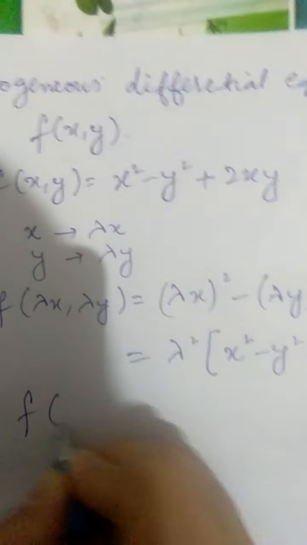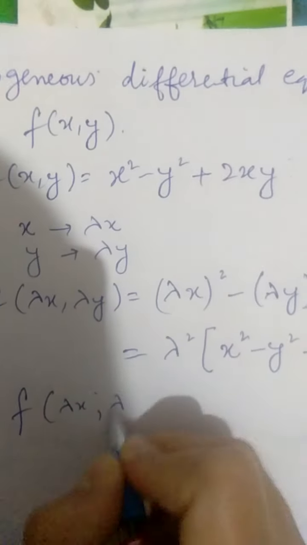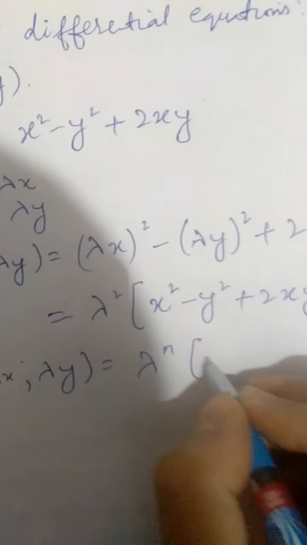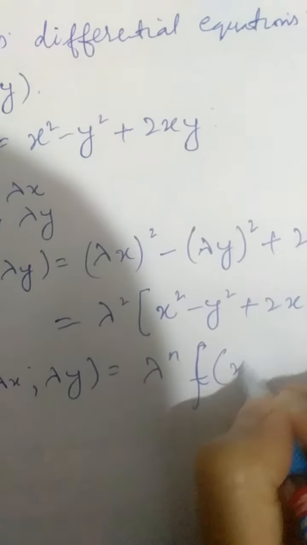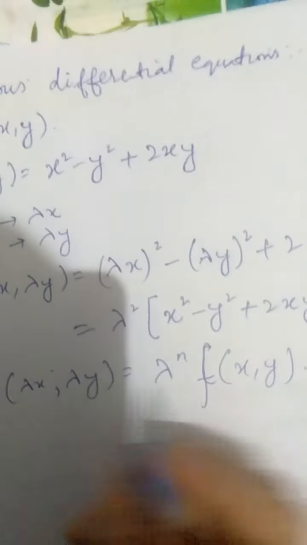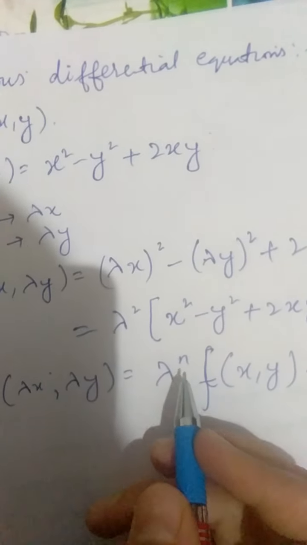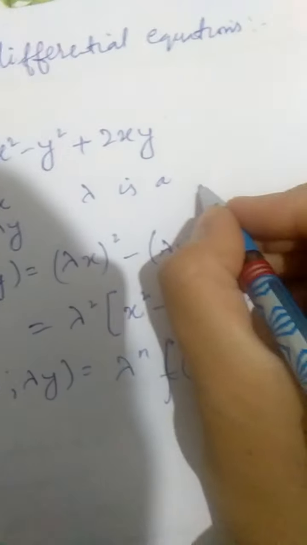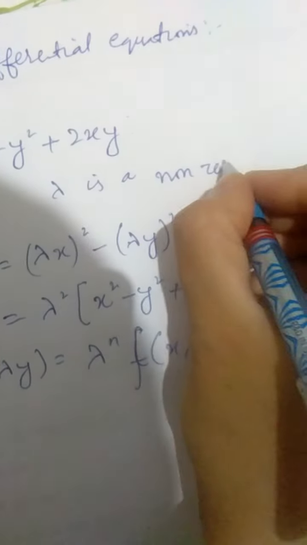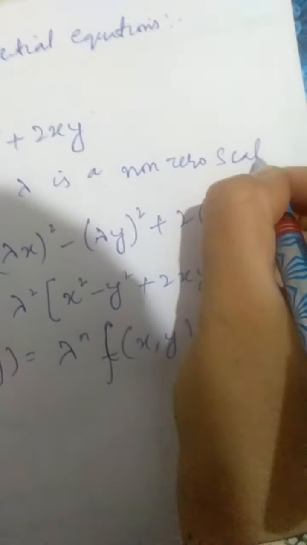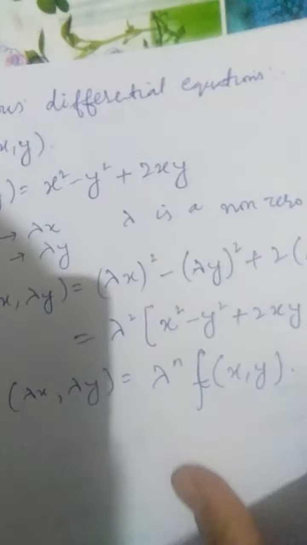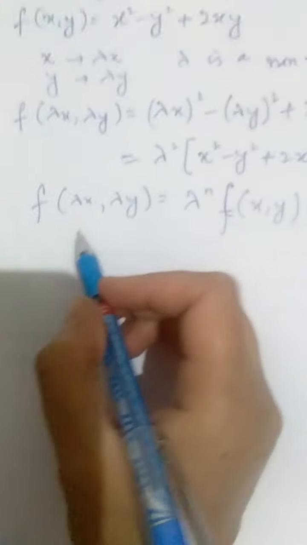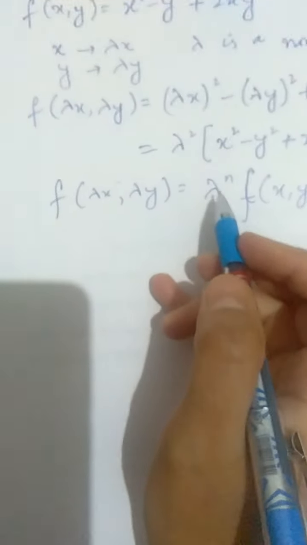So you can write that f of lambda x, lambda y is lambda to the power n times the original function f of x y. This is for any homogeneous function of degree or power n. Now what is this lambda? Lambda is a non-zero scalar. So such a function is called a homogeneous function, right? So we have defined a homogeneous function of degree or power n.